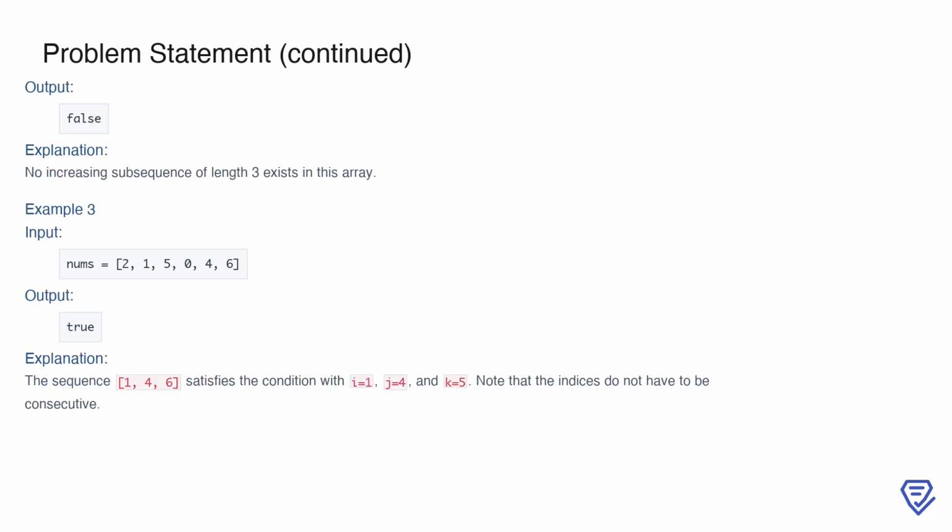Now let's examine one more example to illustrate the problem in more detail. Consider the input nums equals 2, 1, 5, 0, 4, 6. Here, the output is true because there exists an increasing triplet subsequence 1, 4, 6. These values satisfy the condition nums[i] < nums[j] < nums[k], with i equals 1, j equals 4, and k equals 5. Notice that the indices of the triplet do not have to be consecutive, they only need to maintain the correct order. This example highlights that the triplet can be scattered across the array, as long as the relative order of the indices and the increasing value condition are both met.